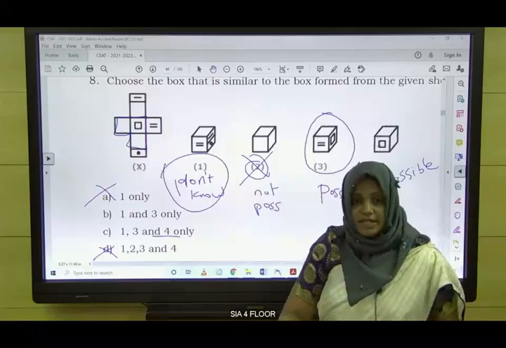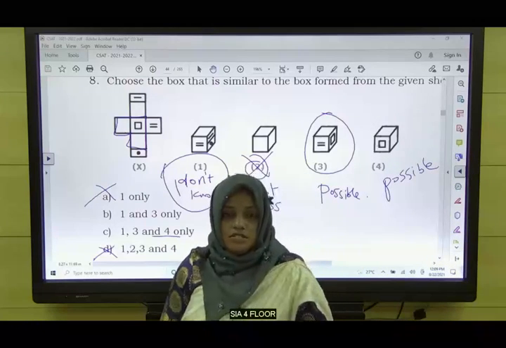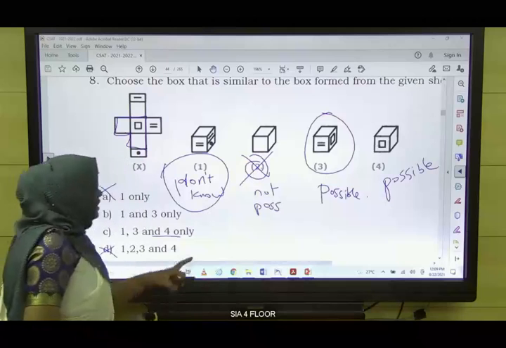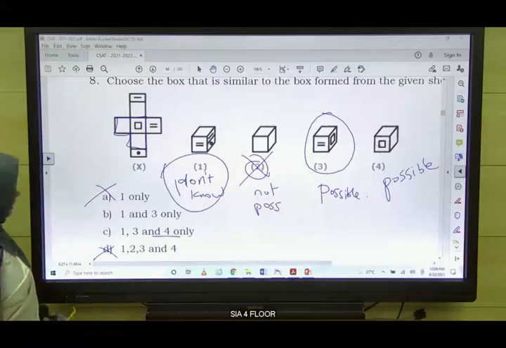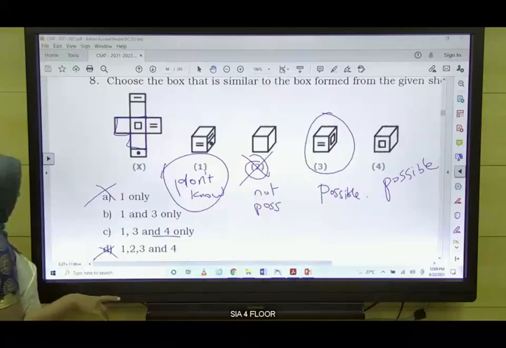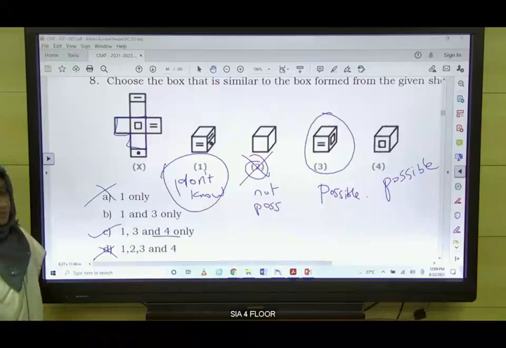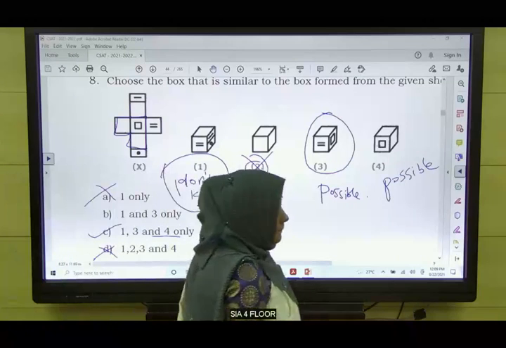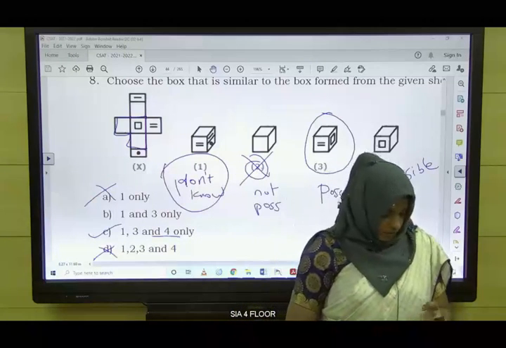The options will always be like that. Okay, so since 3 and 4 are possible, you should find 3 and 4 and you should not find 2 there. So 3 and 4 should be there and 2 should not be there, then this option is the correct one. Got it?